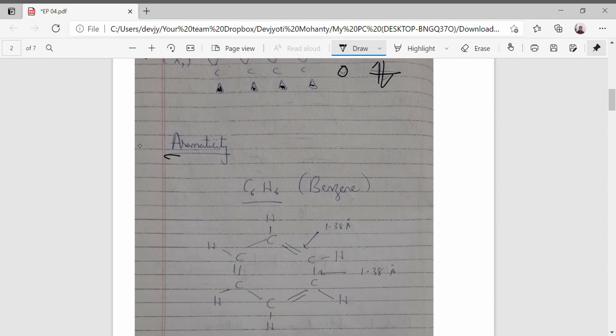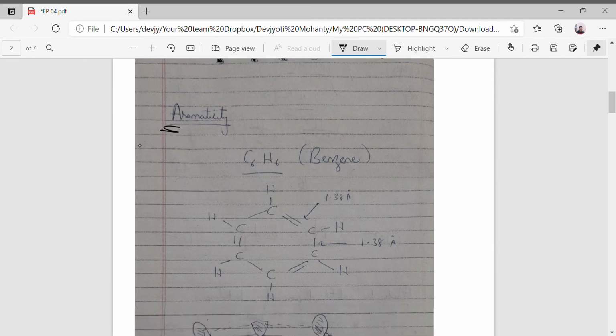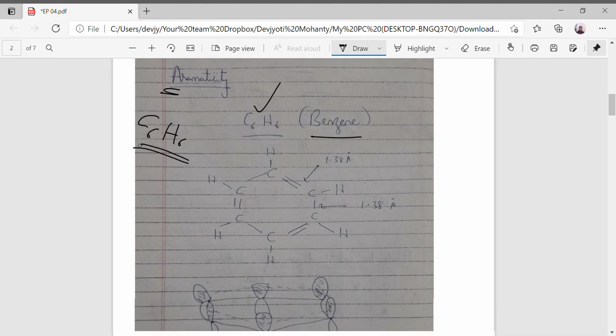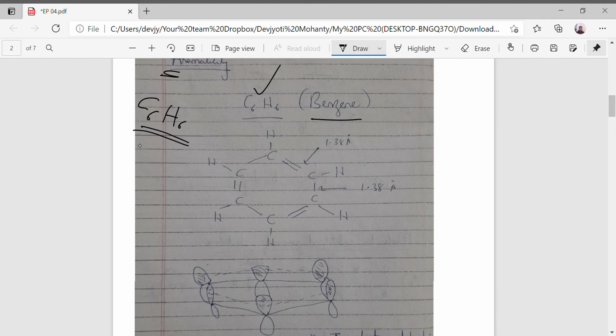So while talking about aromaticity, let's start with benzene. Benzene is C6H6. We have shown here it's benzene, and I have also drawn its diagram. The bond length value is 1.3 angstrom, 1.3 angstrom. So it has 6 carbon atoms, going in the sequence double bonded, then single bonded, then double bonded, then single bonded, and each carbon is attached with a hydrogen. So 6 carbon atoms with 6 hydrogen.